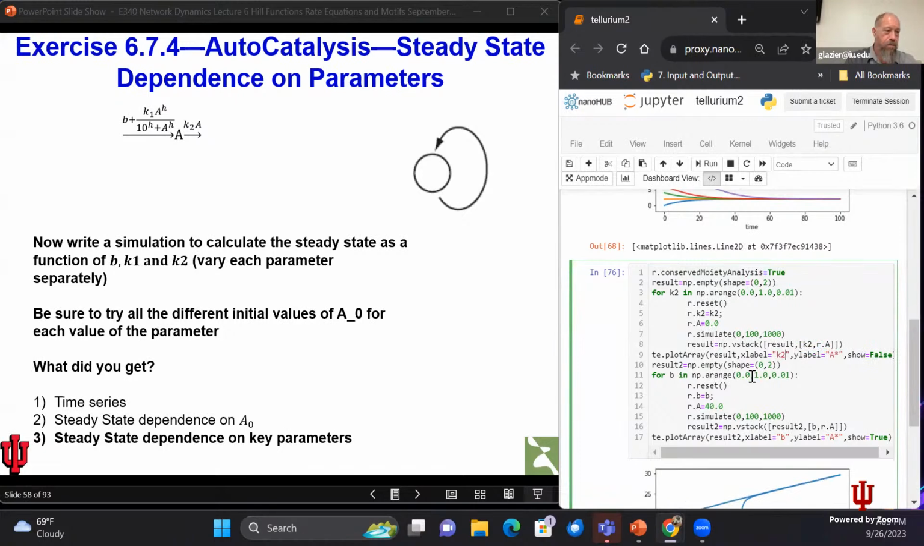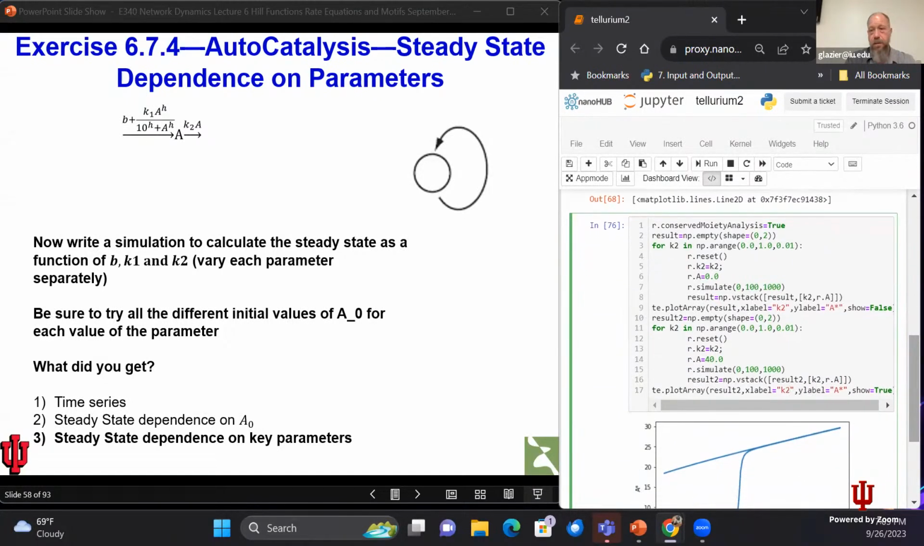K2. Again, if I were more Pythonic, it wouldn't be quite so annoying to have to change the values in so many places, but that's life. Doesn't take very long. K2, K2, K2, K2. What happened? Does anybody have a result when you scan K2?